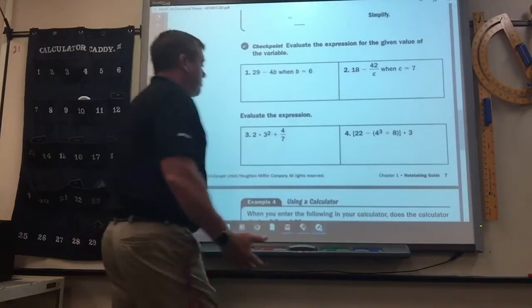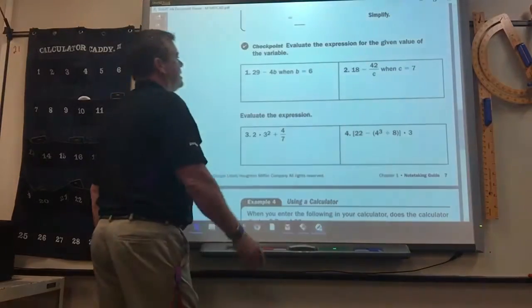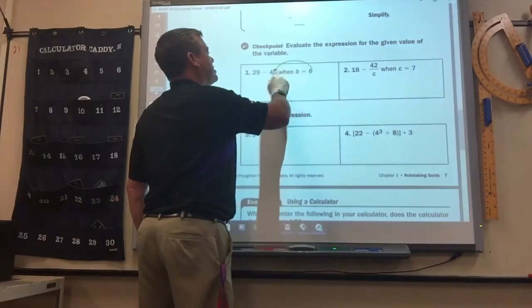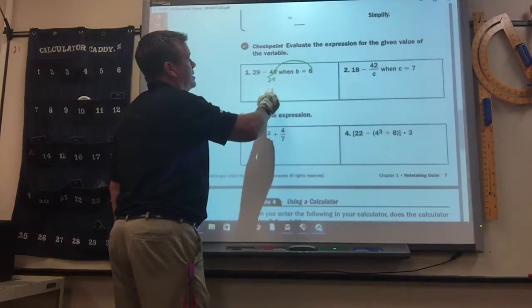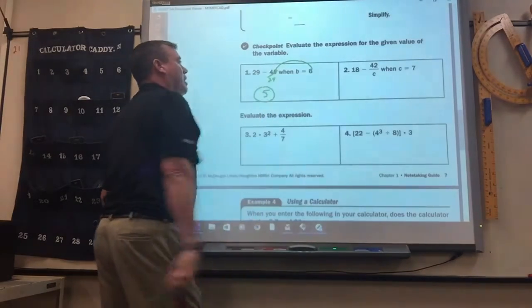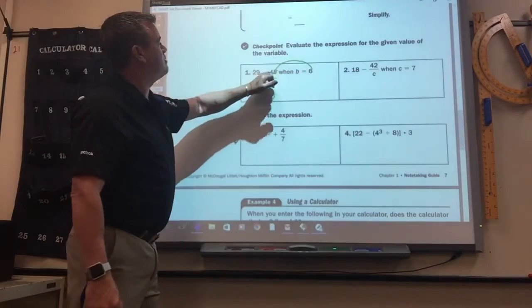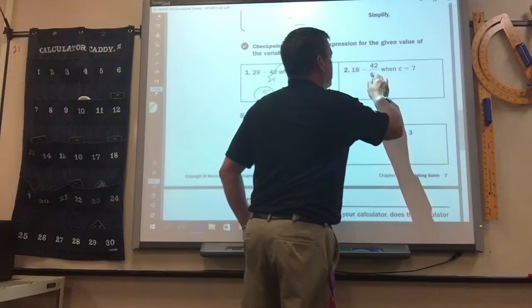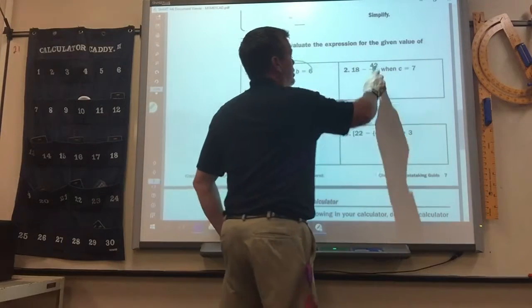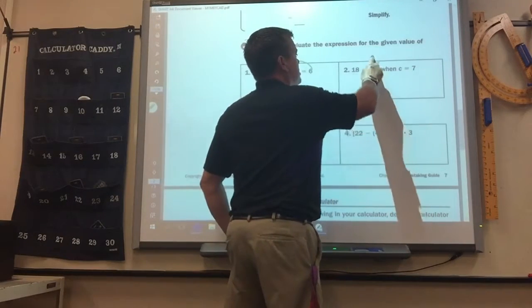Okay, so again, here we'd put the 6 in here, so 4 times 6 is 24. 29 minus 24 is 5. Again, you could just go 29 minus 4 times 6, press equals, you get it. Here you got to put a 7 in here. 42 divided by 7 is 6.